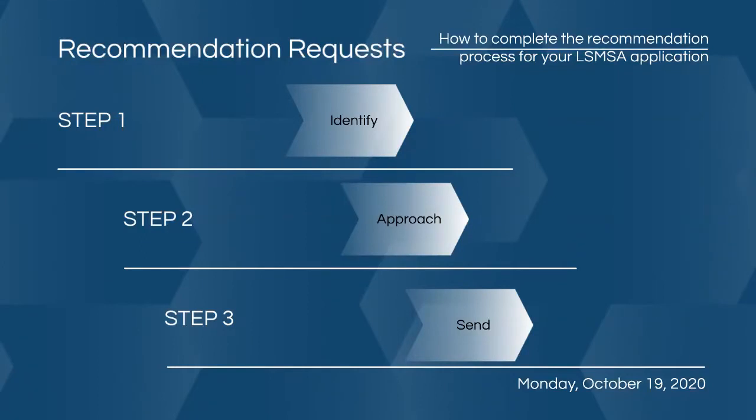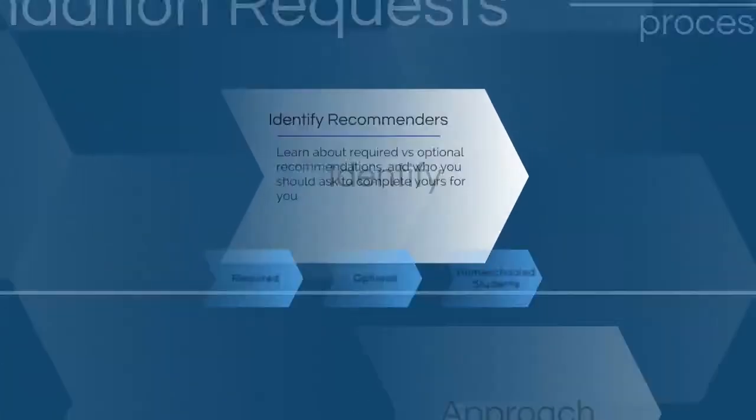Today I'm going to walk you through the 3 steps of going through the recommendation request, and you can see here that they're going to be to identify a good teacher to write your recommendations. Step 2 is to approach them, and step 3 is to actually send them the form. So when we get to step 3, I'm actually going to take you to the application portal, and we're going to learn a little bit more about that inside of there.